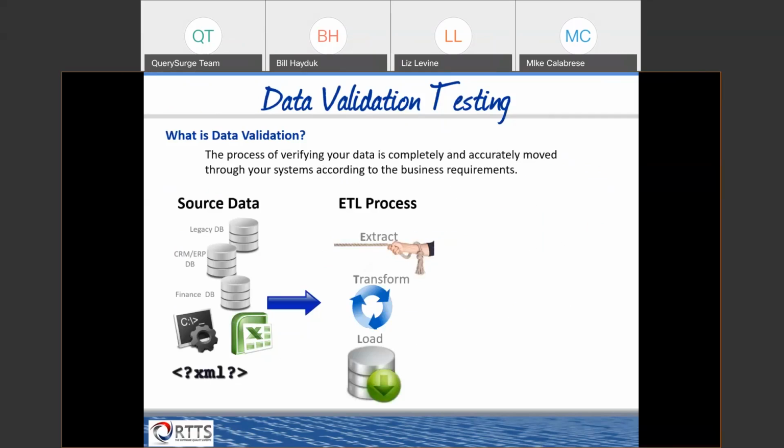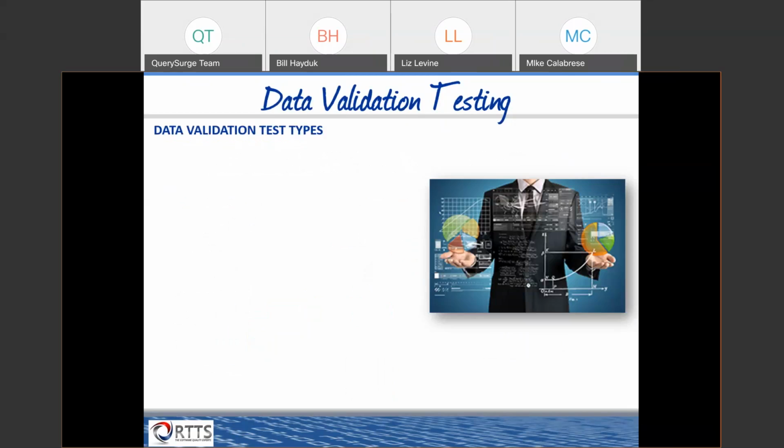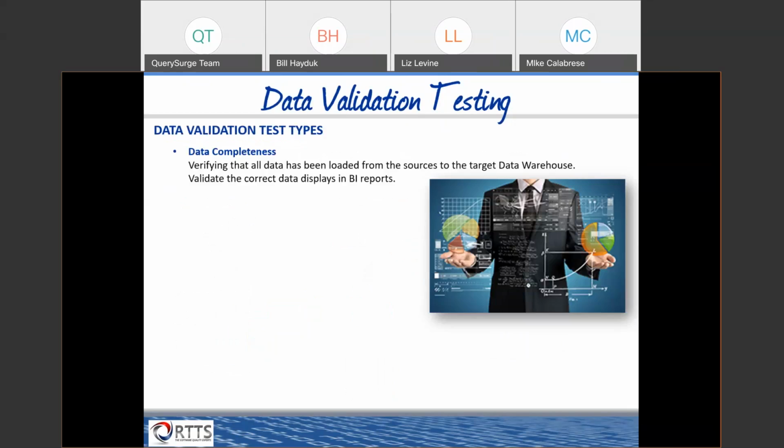So extracting from the source data, then applying some transformations based on the business logic, and ultimately loading it into a target system. So a simplified look at really the basics of what's happening as your data is moving through the system. Now, to test that data, there are a couple different data validation types that we can focus on, the first one being data completeness. So this is verifying that all your data has been loaded from the source to the target data warehouse. It moves through your system effectively, and ultimately displays properly in those BI reports that we talked about earlier.